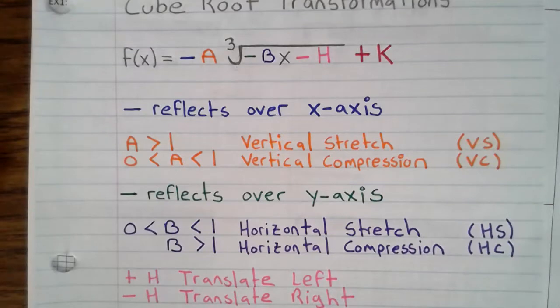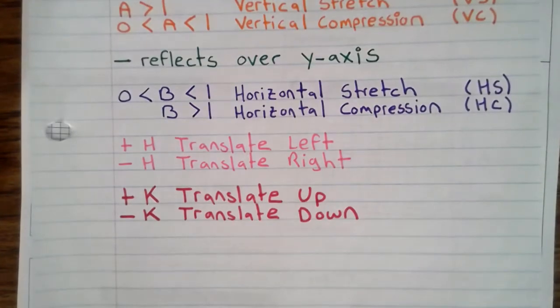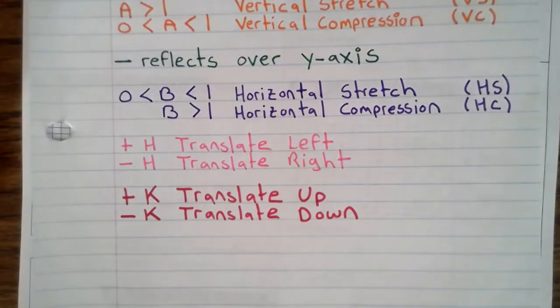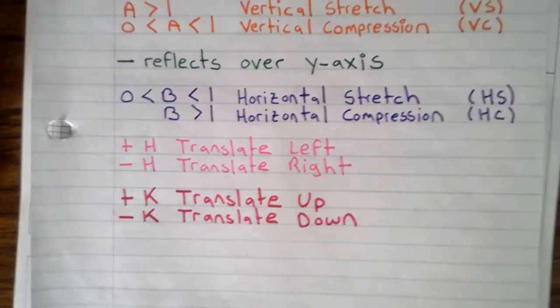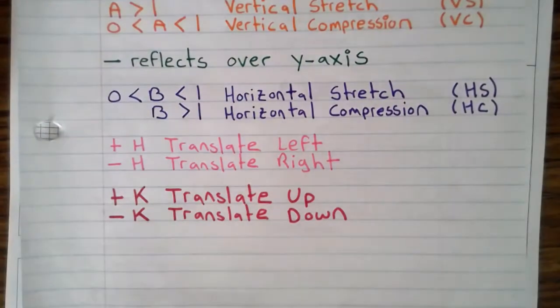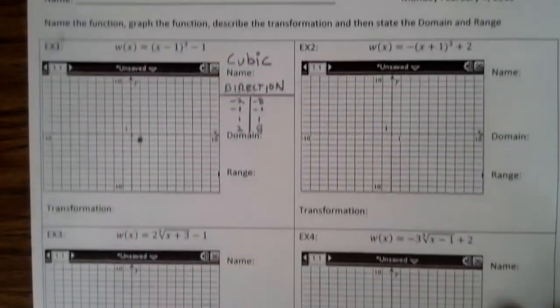When b is greater than 0 but less than 1, it's a horizontal stretch. When b is greater than 1, it's a horizontal compression. When it's plus h, it translates left. When it's minus h, it translates right. When it's plus k, it translates up. When it's minus k, it translates down. I would update your notes. All right, you have your cube root transformation notes. Let's take a look at the examples.